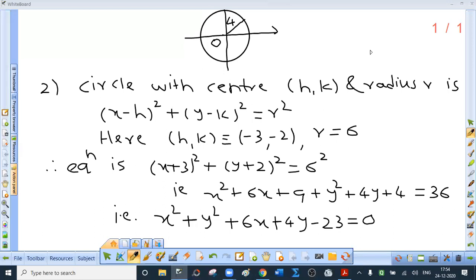Second sum, the circle has center at (-3, -2) and radius is 6 units. So which form of equation is to be used? Center radius form. It is better you mention that. Substitute the values. Don't say x minus h is there, so x minus 3. You have to subtract the x-coordinate of the center. So x minus (-3), that is x plus 3. So square of (x plus 3) plus square of (y minus (-2)), that is y plus 2, equal to 6 square. Now this is the final answer. You have to simplify up to this. So x square plus y square plus 6x plus 4y minus 23 equal to 0 is the equation of the required circle.